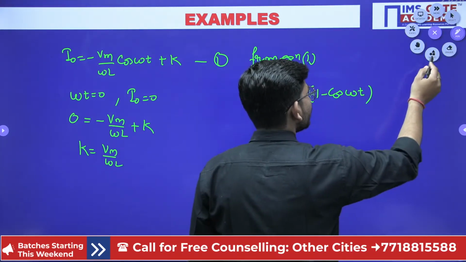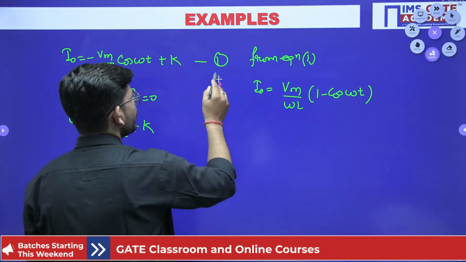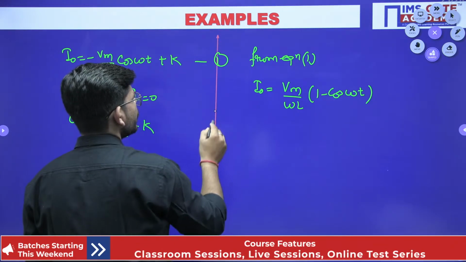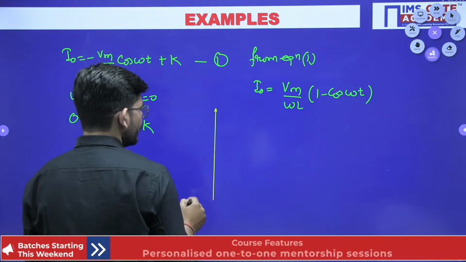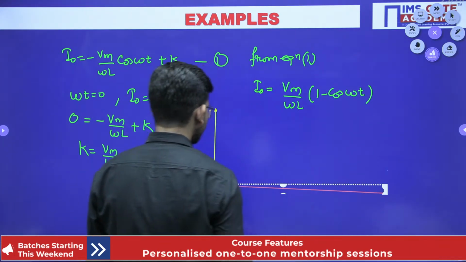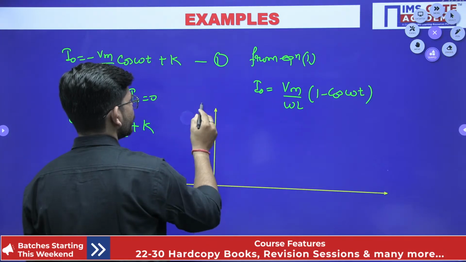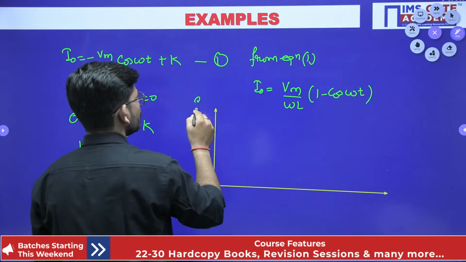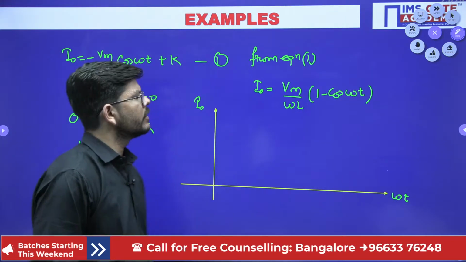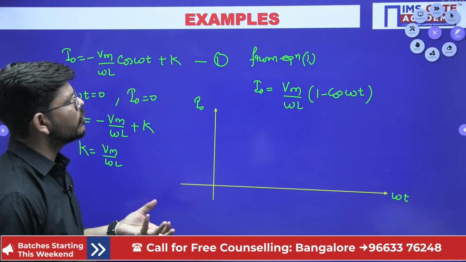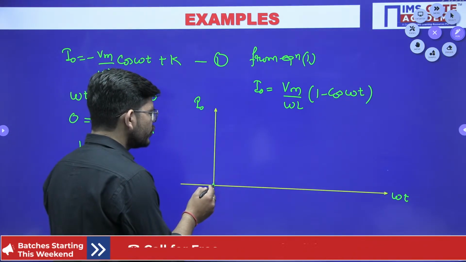Now let me plot this and I will get an idea for what values of omega t this particular diode will be on and for what values it will be off. So let me just evaluate these things. Suppose this is my current I naught versus omega t. If I put omega t equals to 0, I get cos 0, which is 1, and 1 minus 1 is 0. So this will be equal to 0 at omega t equals to 0.